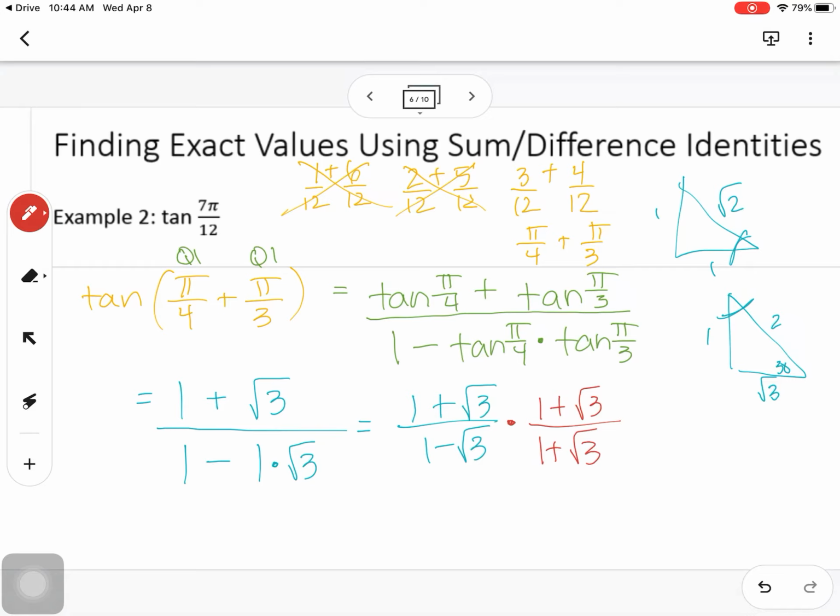And then you're going to FOIL this out. So I'll write it all the way out for you. 1 times 1 is 1. 1 times root 3 is root 3. And then you have another root 3 times 1, which is another root 3. And then root 3 times root 3, which is just 3.